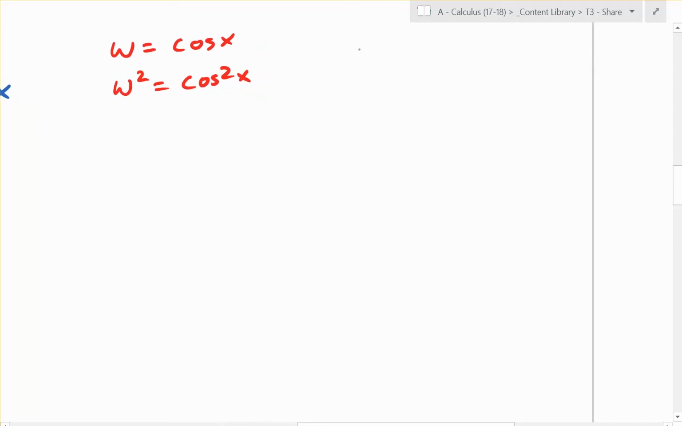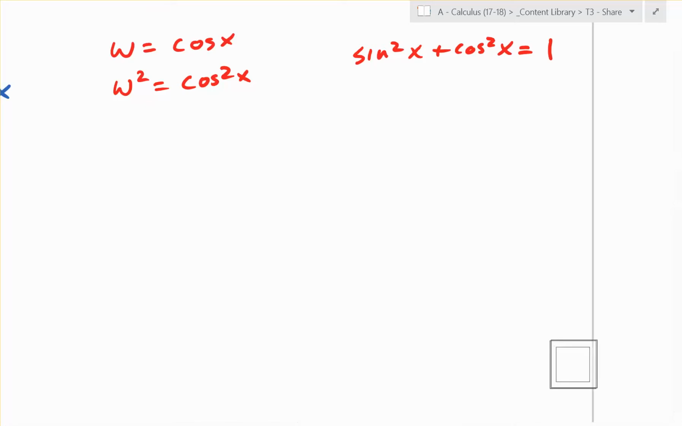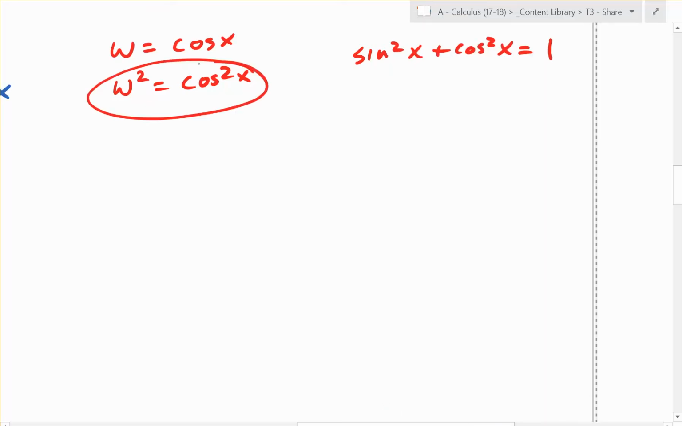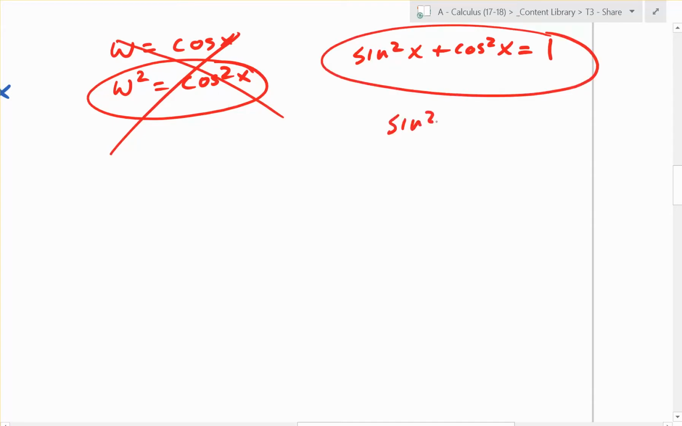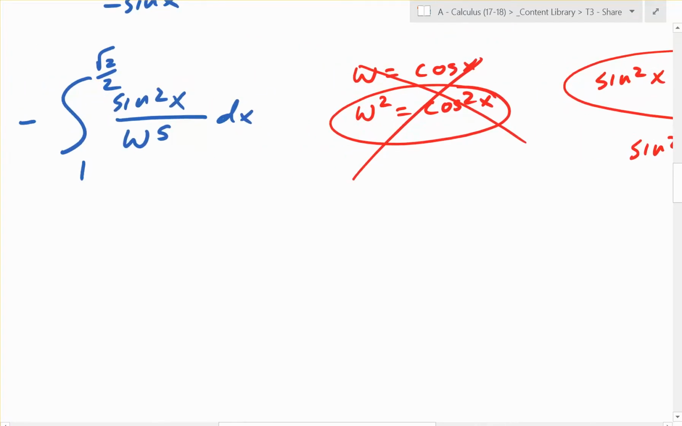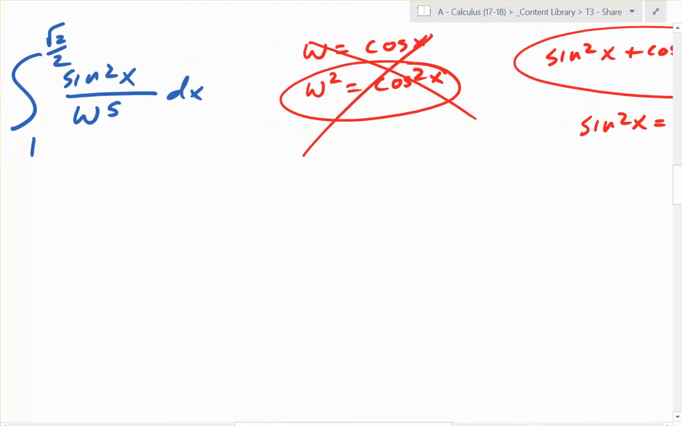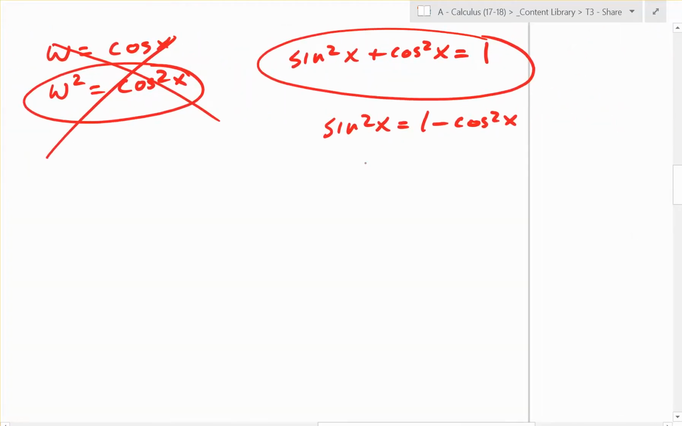But we also know, just as a trig identity, sine squared x plus cosine squared x is equal to 1. So what can we do next? This looked like it could help, but not really. So what about this? It tells us that sine squared x is equal to 1 minus cosine squared x. Do we have a sine squared in there? Oh, we do.